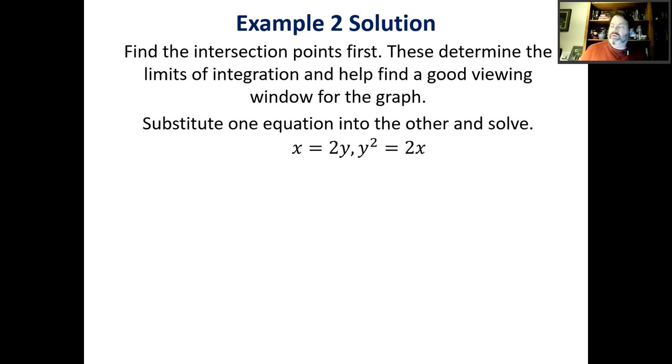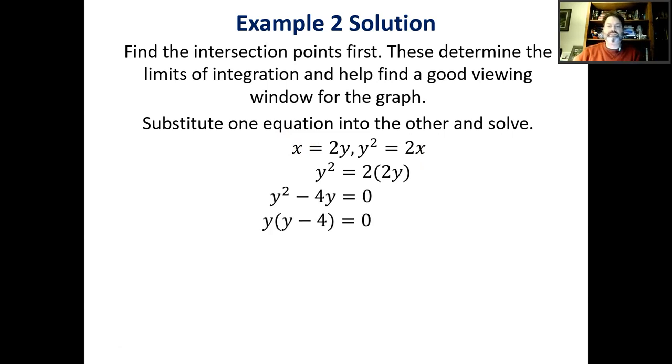So you substitute one equation into the other and solve. What I did is I substituted this x in here and simplified and solved. This one factors out real nice. So the intersection points are y equals 0, y equals 4. We're going in the y direction.